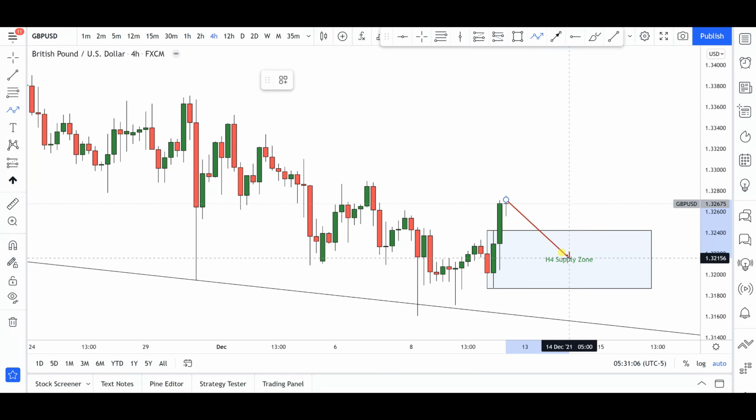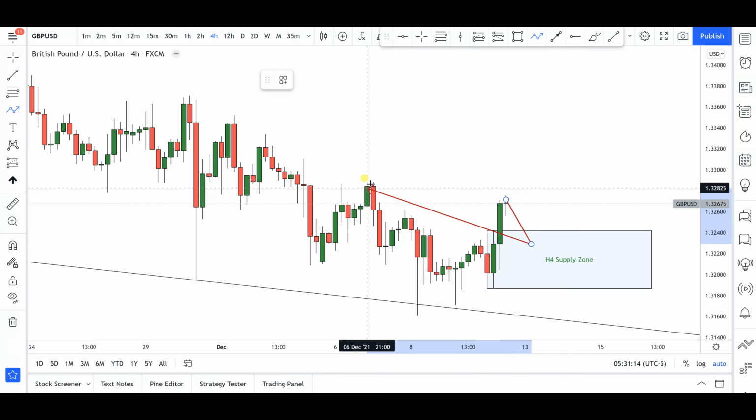Actually, this is a mistake, it should be demand zone. So into this demand zone, and then from here we might get a nice push to the upside. But ultimately I would love to see price give me a break of this particular level of resistance that we have in this particular area.